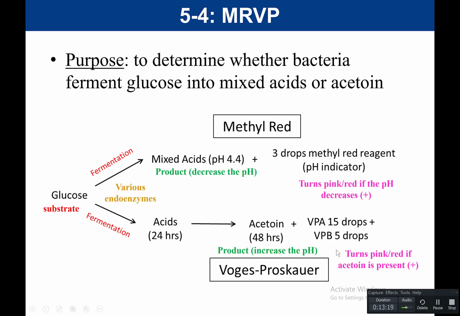And so we add the VP reagents. They're called VPA and VPB. Those reagents will change color, meaning they will turn pink red if acetoin is present. So they will detect the presence of the acetoin. They're not a pH indicator. They are a reagent, the VPA reagent and VPB reagent. Again, for the VP test, there is no pH indicator.